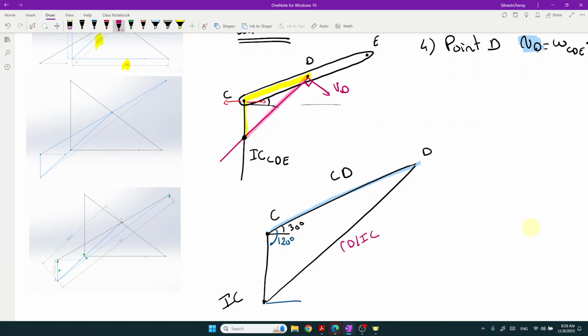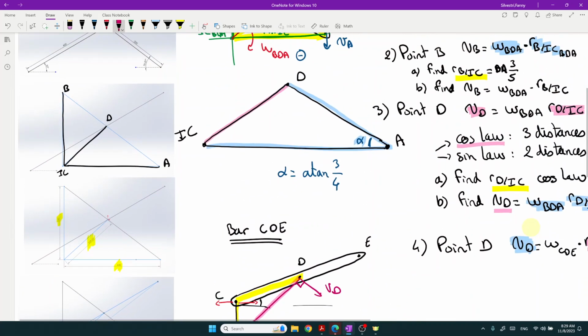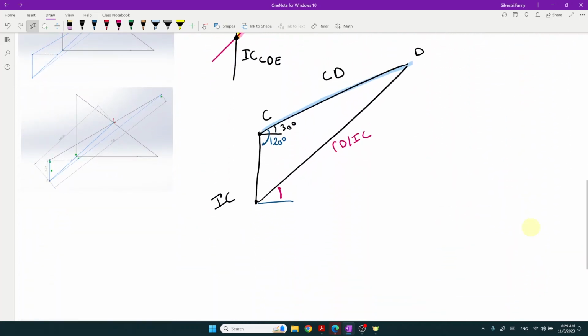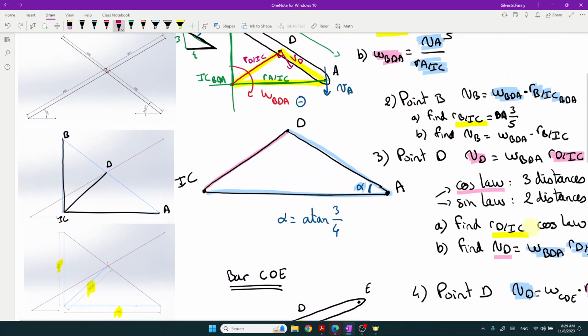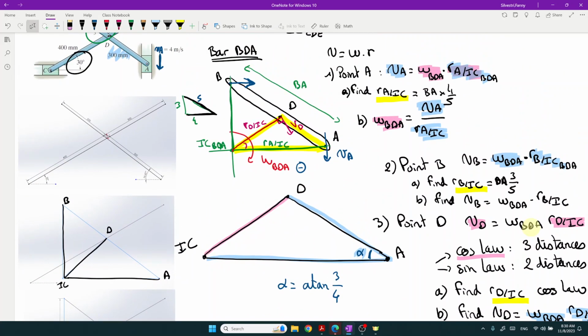Let's draw it. Let's call that beta. We need that angle beta. And that angle beta is the same as this one, angle beta. And we know a lot in that triangle. We know alpha, we know all the distances. So we can find beta.